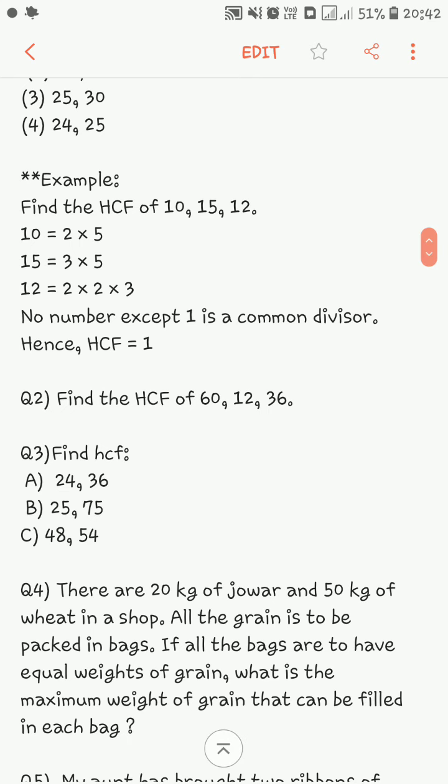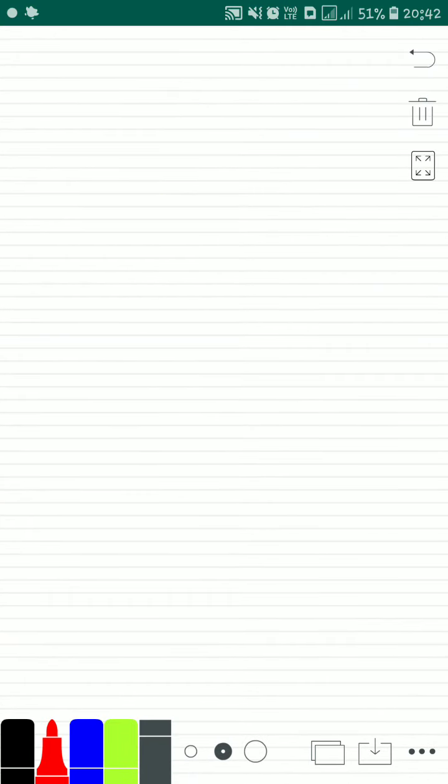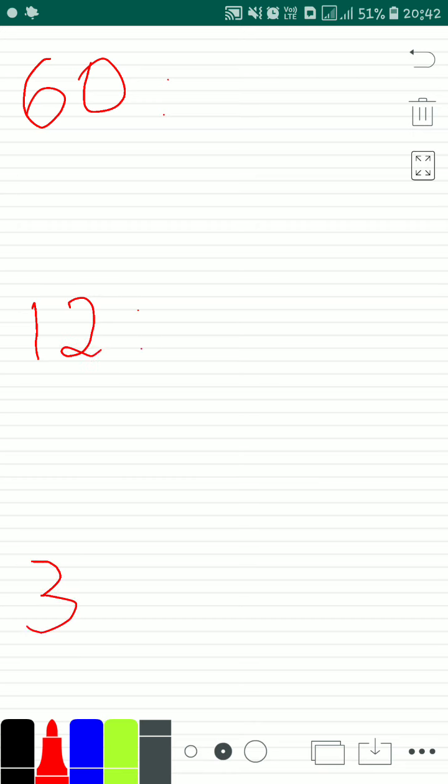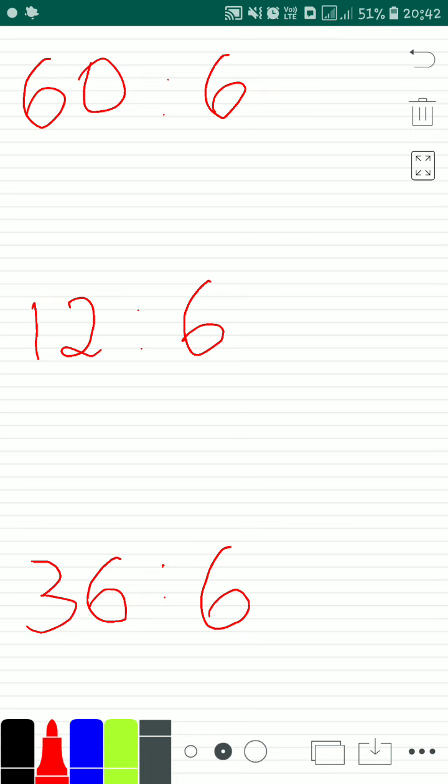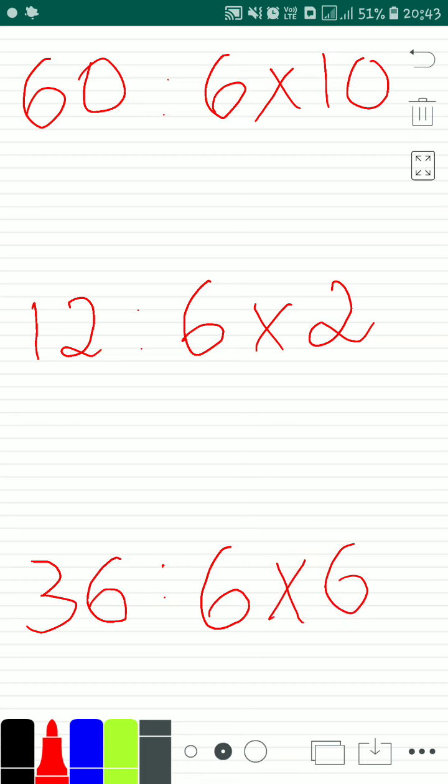Now let us find the HCF of 60, 12 and 36. To find the HCF here, we should take a common multiple in all these three numbers. We should start with the smaller number, that is 12. So we can take 6. I think 6 will appear in all these three numbers. After that we should take the multiples, that is 6 into 10 will give you 60, 6 into 2 will give you 12 and 6 into 6 will give you 36.